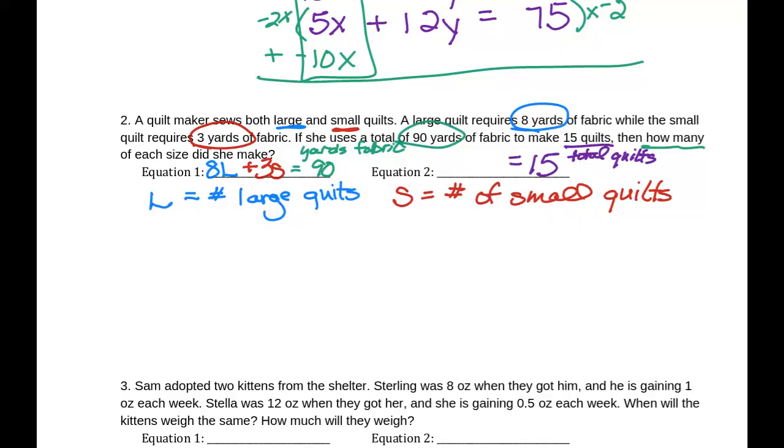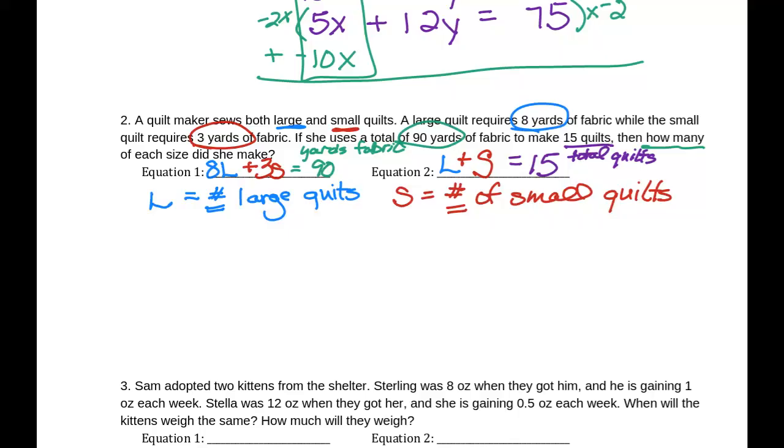No. 8 is how many yards of fabric it takes to make a large quilt. But how many large quilts will I have? L is your number of large quilts. So it's going to be L. We don't have to multiply anything there. L is the number that we need to make that are large sized. Okay? So how many small quilts are we going to have out of those 15? S number. And if you combine the number of large quilts with the number of small quilts, add them together, that gives you 15.